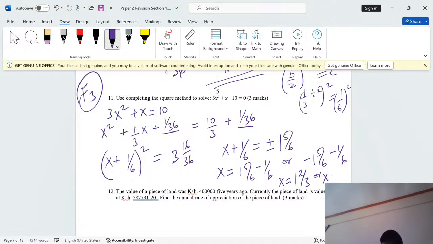Or x equals to, when we take the negative, we will get negative 2 exactly. Yeah, negative 2 is a whole number.